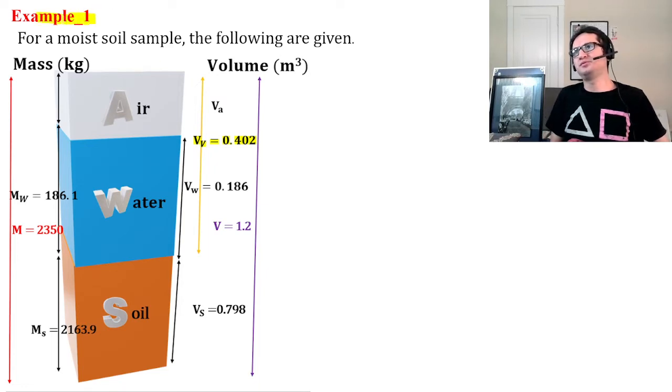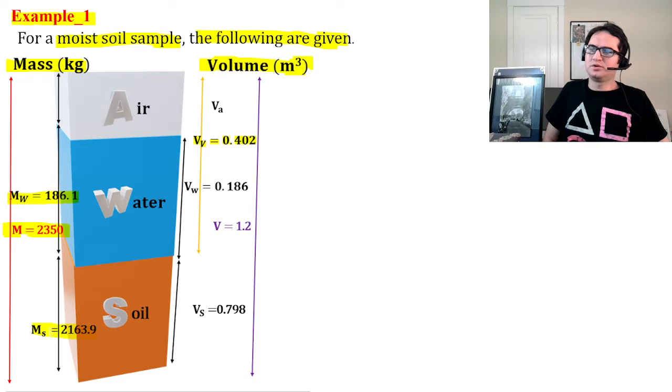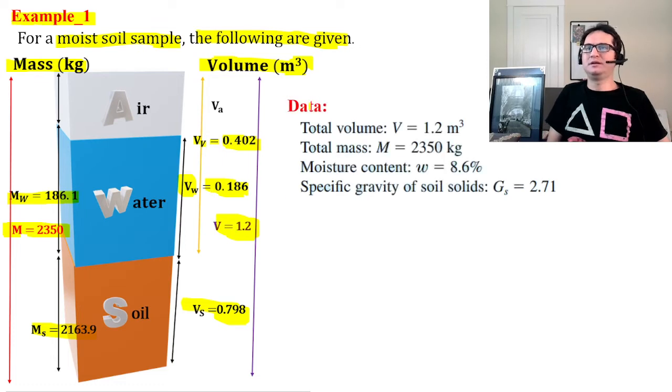So let's put them into an example. For a moist soil, a wet soil, the following are given. We have mass at the left in kilograms and the volumetric value in cubic meters in SI at the right. The total mass is 2350. Mass of water is 186.1 kilograms. Mass of soil is provided to be 2163.9 kg, and the volume of void is 0.402, volume of water is 0.186, total volume is 1.2, Vs is 0.798. At the same time, the data provided is total volume, total mass, moisture content of 8.6 percent, and specific gravity of soil solids or grains of 2.71.